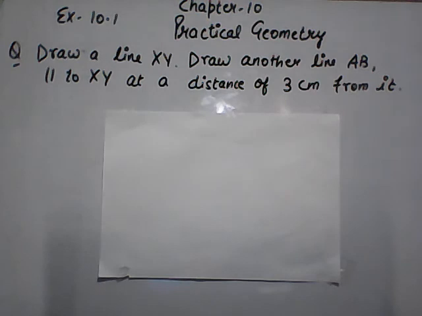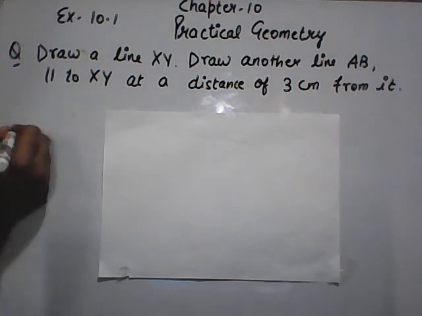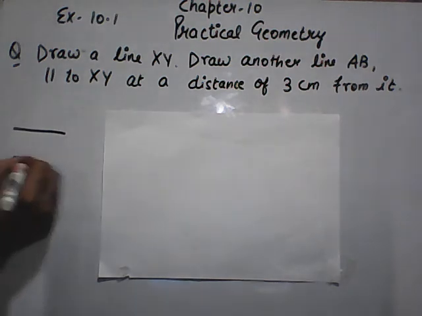Let's start with the question. You have to draw a line XY. Draw another line AB which is parallel to XY at a distance of 3 centimeters from it. It means you have to draw two parallel lines and the distance between these two parallel lines should be 3 centimeters. How can we draw these two parallel lines?